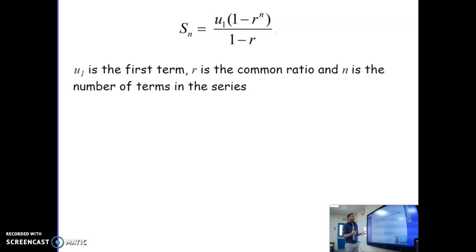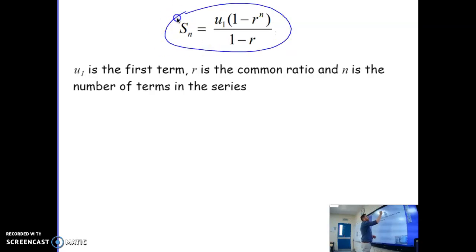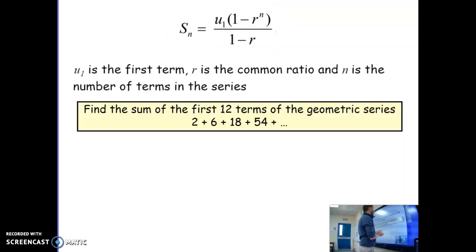So what are we talking about? What does this all mean? U1 is the first term in that series. R is the common ratio here and here. And then n is the number of terms in the series. Let's give you an example. Things will start to make sense very shortly now.